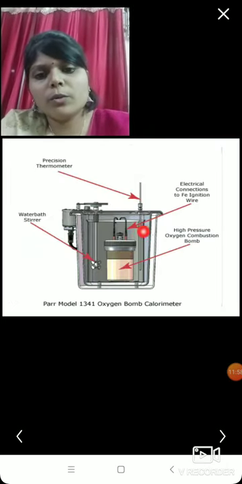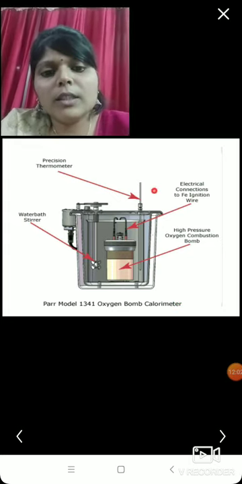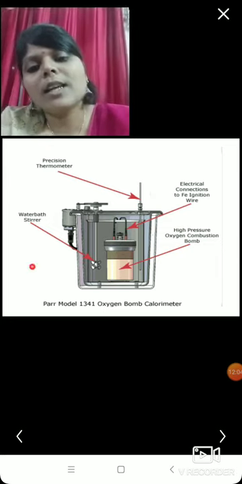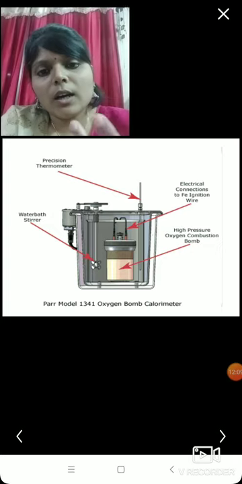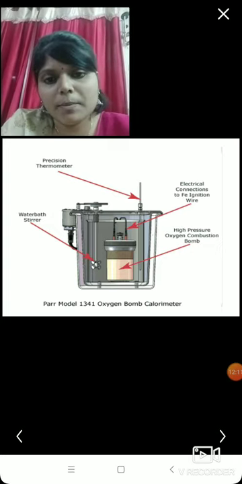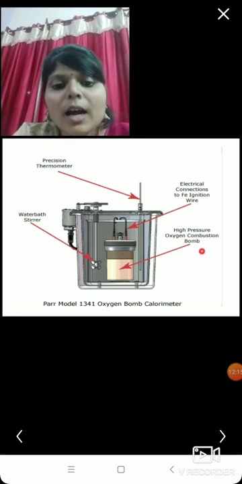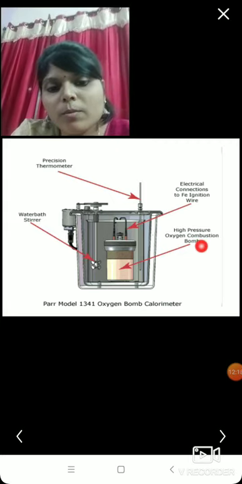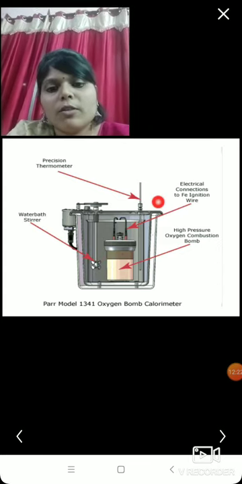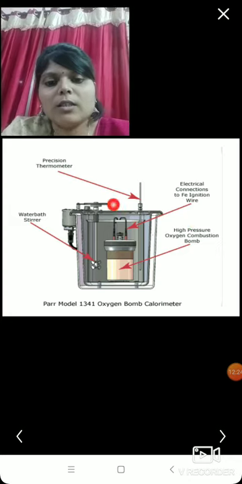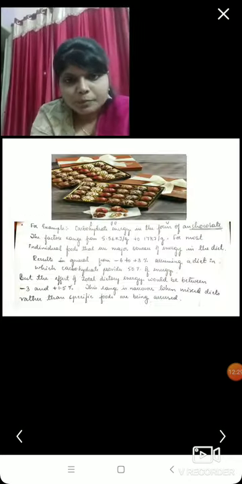So here is a picture which shows you the oxygen bomb calorimeter, wherein see the electrical connections are given. This is an artificially made system to know how exactly the energy is being released from the food that we take in and also the fecal matter. A high pressure oxygen combustion bomb is there here. The water bath and the stirrer are present, and the thermometer is also present here.